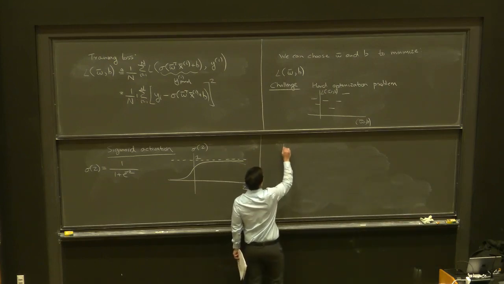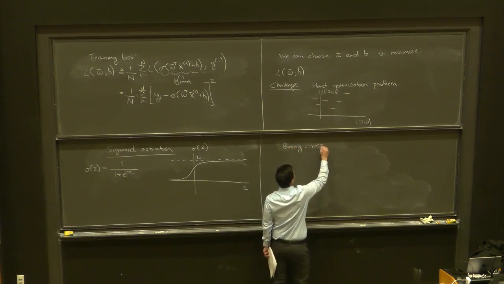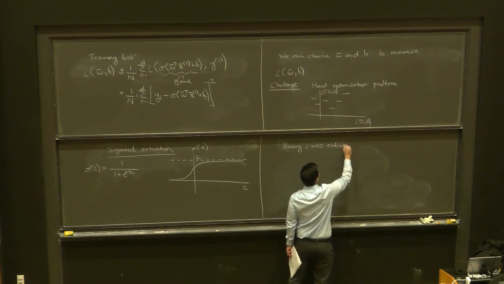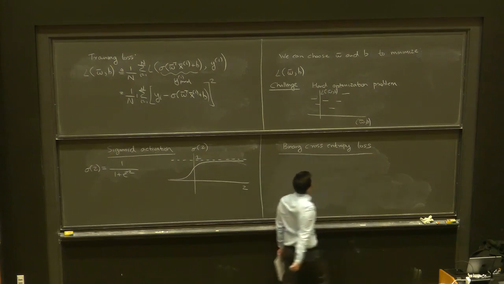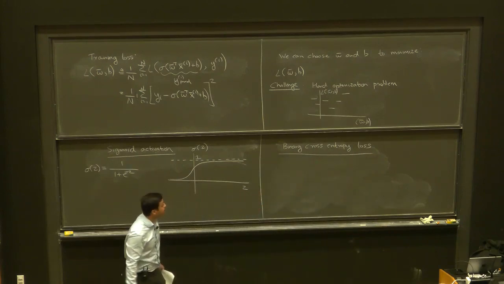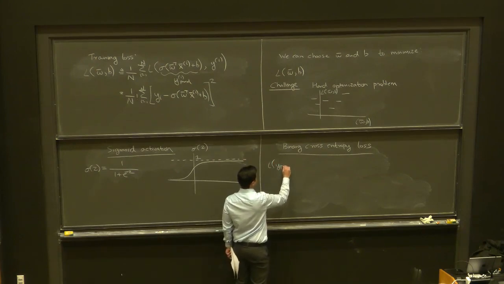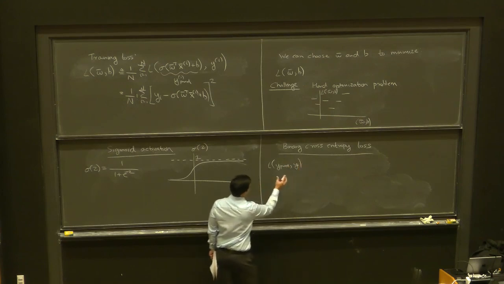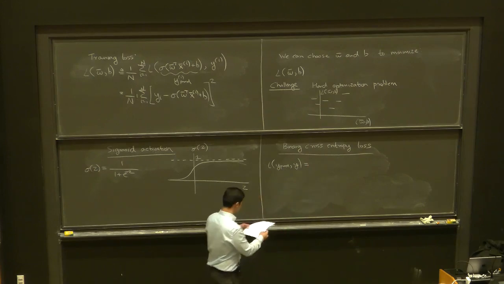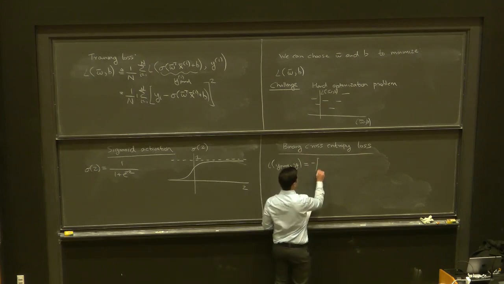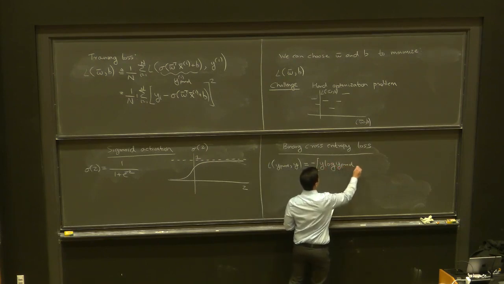We can also choose a different form for the loss function. One popular choice is called the binary cross entropy loss. Again, this loss takes two things as input, the predicted label and the actual label, and it outputs a scalar. Here's the specific form.